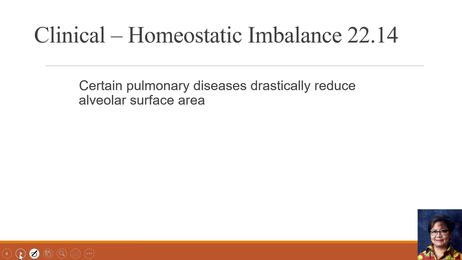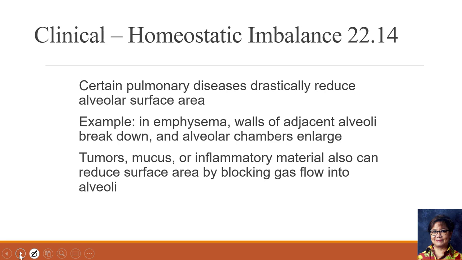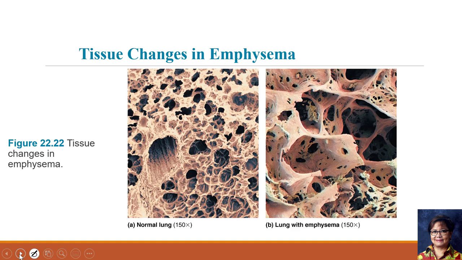Certain pulmonary diseases would drastically reduce alveolar surface area. For example, in emphysema, the walls of adjacent alveoli break down and the alveolar chambers enlarge. Tumor, mucus, or inflammatory material can also reduce surface area by blocking gas flow into the alveoli, right? Here's a picture of normal lungs, and here's a picture of lungs with emphysema with broken alveolar sacs.